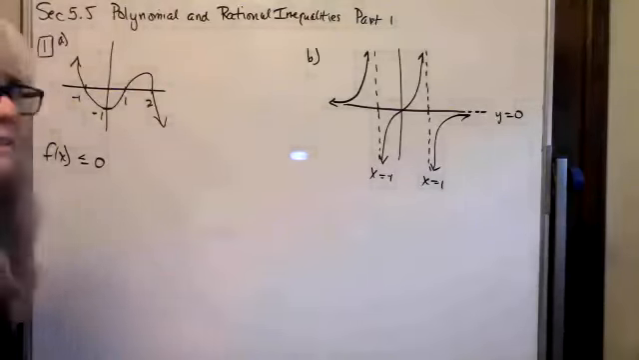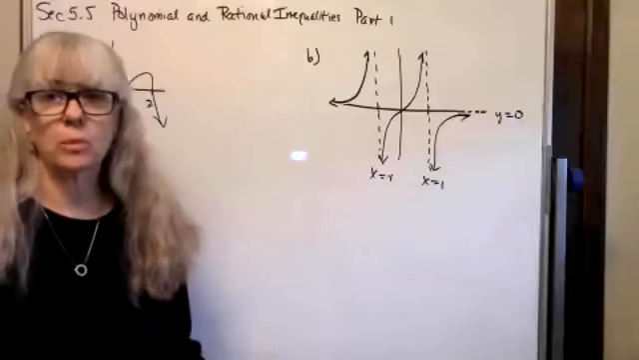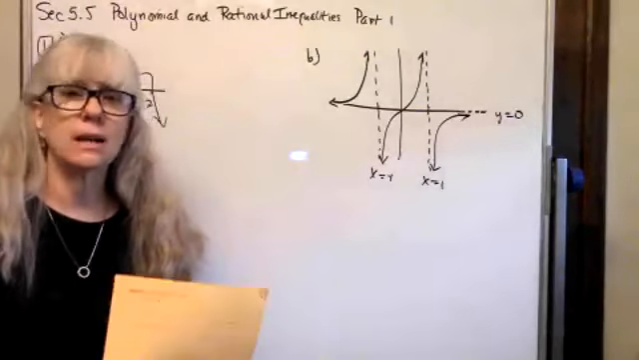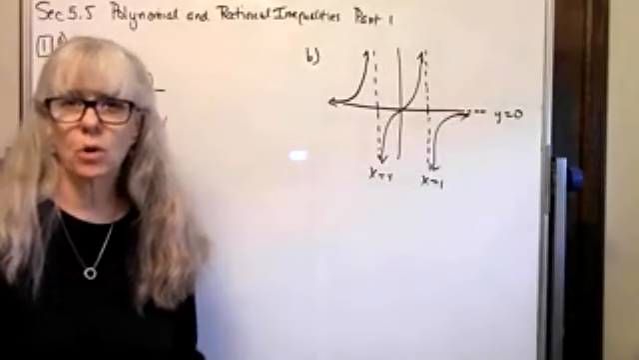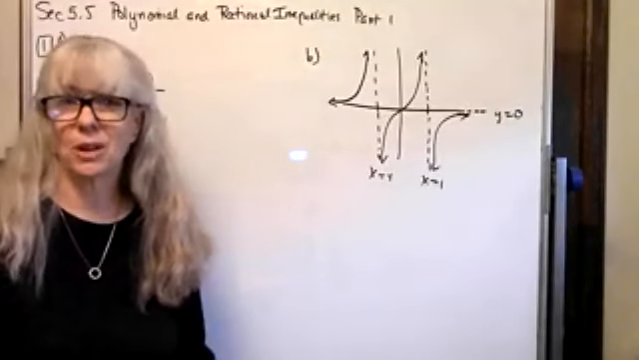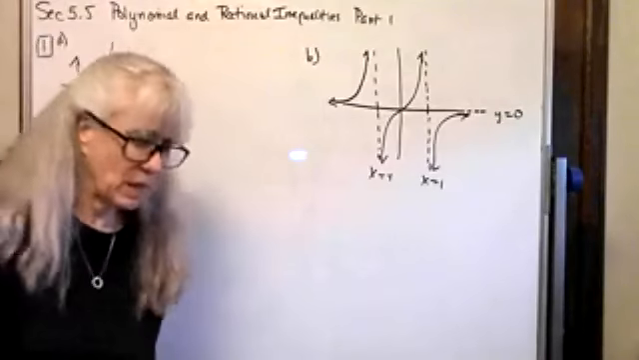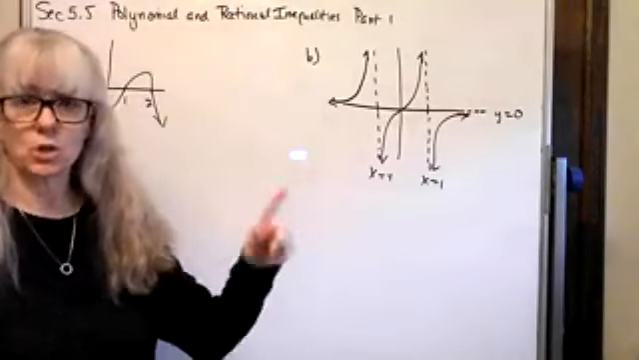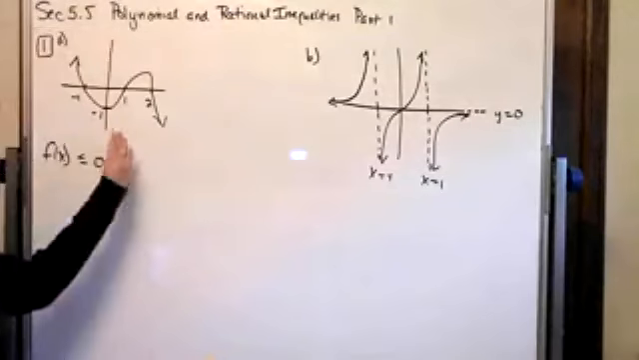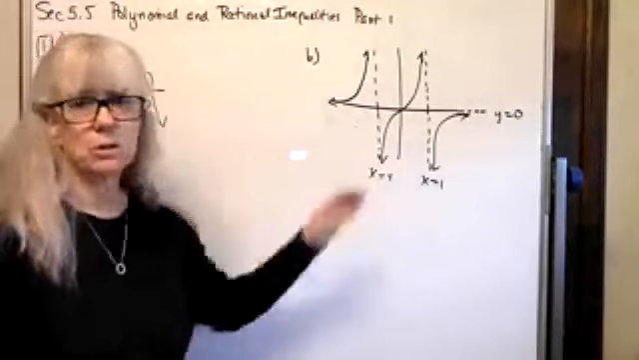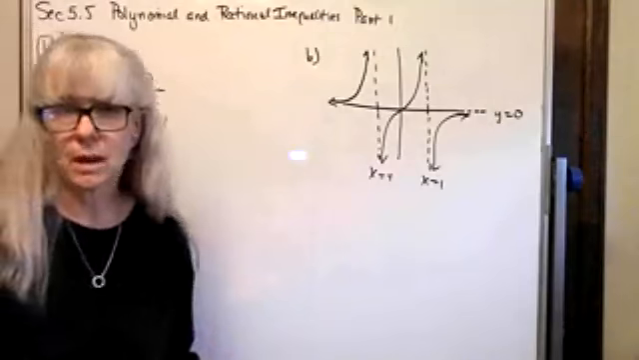And finally, in section 5.5, we deal with polynomial and rational inequalities. This is a nice conclusion to our chapter 5 work in terms of everything we've done with our polynomials and rational functions. So example 1 gives us two pictures, two different graphs. One's a polynomial and one's a rational function.